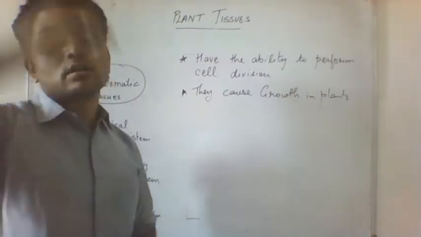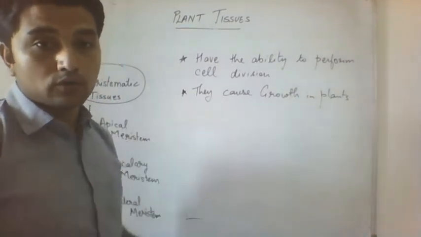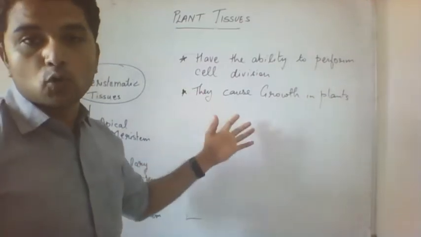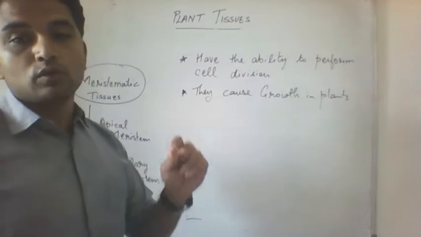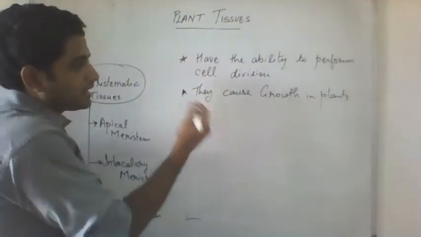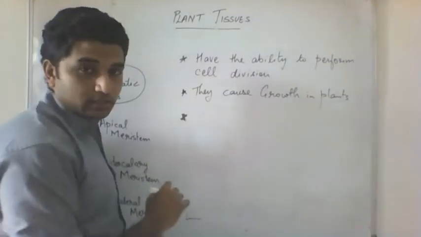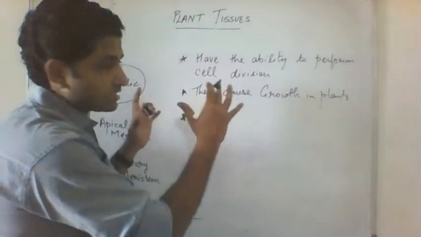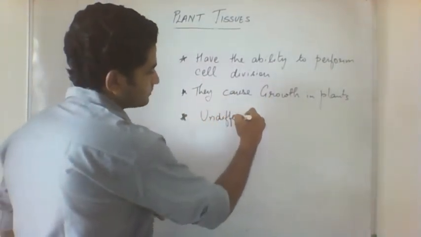So whether it is vertical growth or horizontal growth or any sort of growth, plants grow with the help of meristematic tissues. So these are tissues that show cell division. Very important point, the only important point. And since they show growth, they do not perform any other activities. These tissues we'll call undifferentiated.